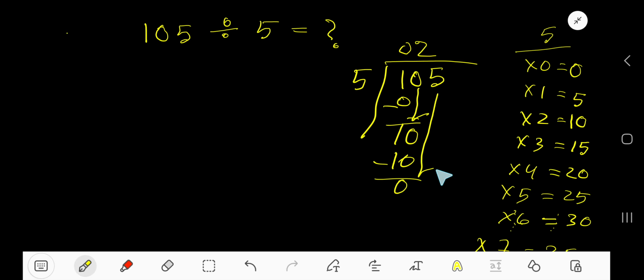Subtract, 0. Bring down this last digit, 0. 5 goes into 0, 0 times. 0 times 5, 0. Subtract, 0.